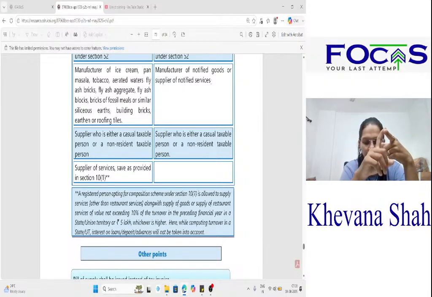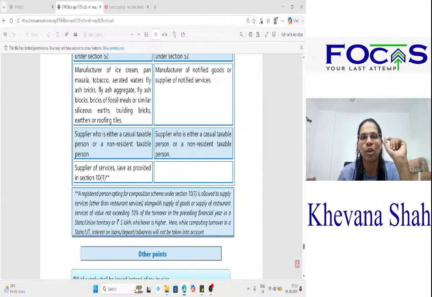Then next we have: manufacturer of notified goods or supplier of notified services. So if you are manufacturing notified goods, that will remain the same as you check for section 10(1). And for section 10(2)A, you need to remember one additional thing: even if you are a manufacturer of notified goods or you are a supplier of notified services, both these things will make you ineligible to opt for the composition scheme.